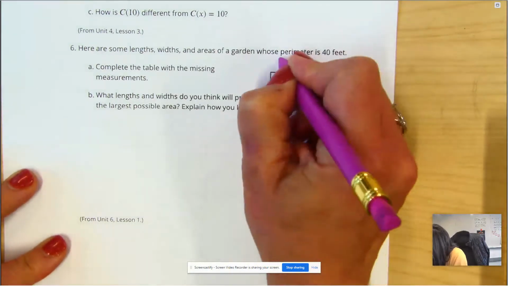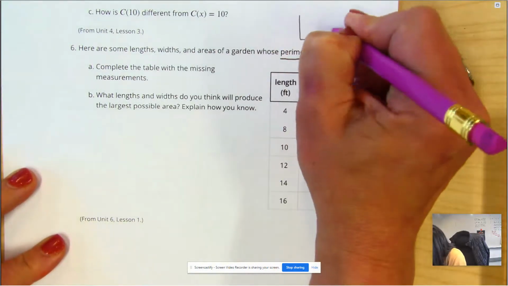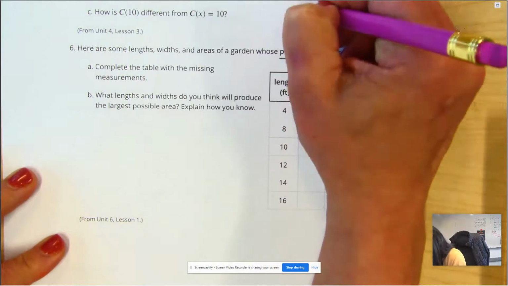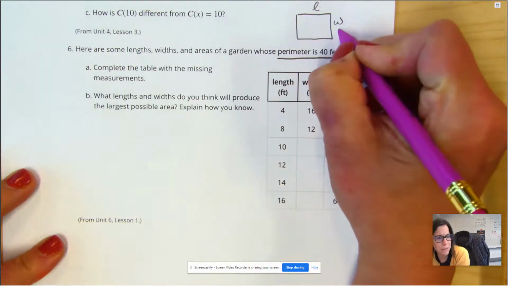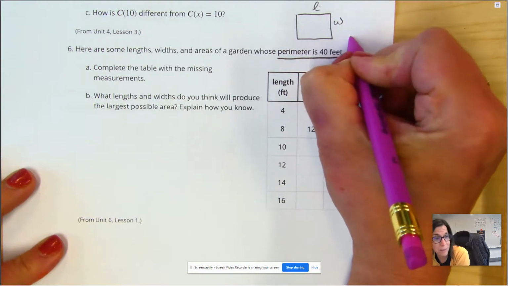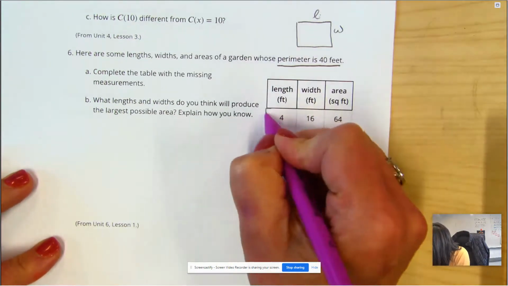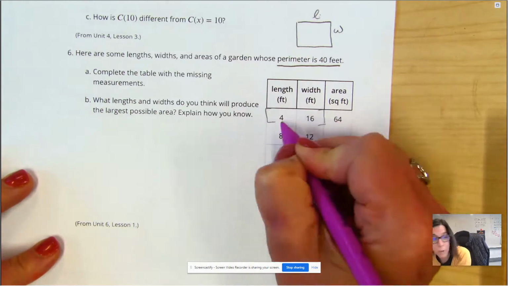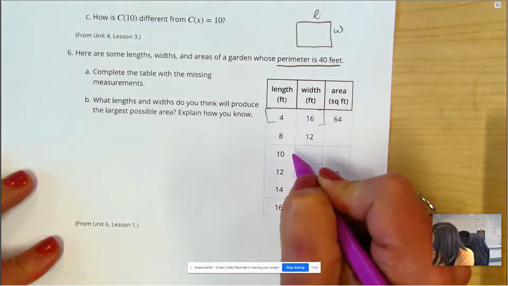So we know that if it has a fixed perimeter of 40 feet, all 4 sides have to total up to 40. Another way to think about it is if you take one length and one width, it has to equal half of 40. So I know that length and width, these two together have to equal 20. And there's lots of ways to add up 2 numbers to make 20.